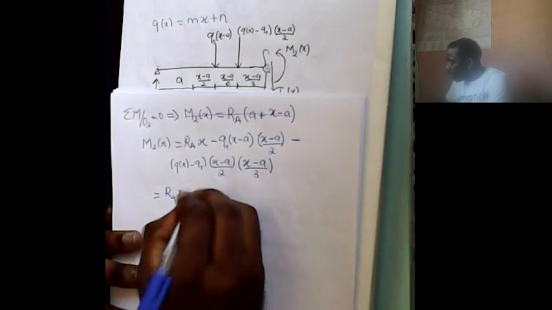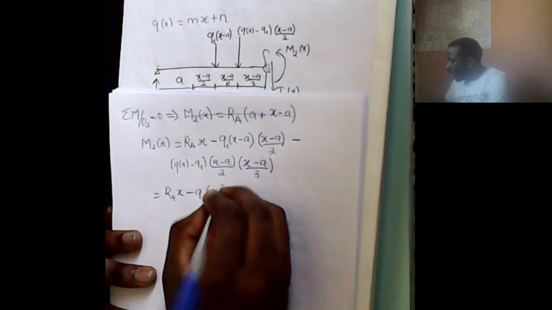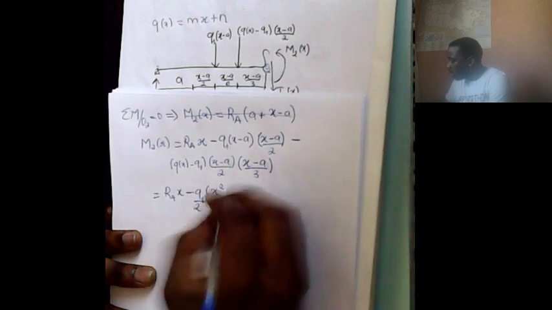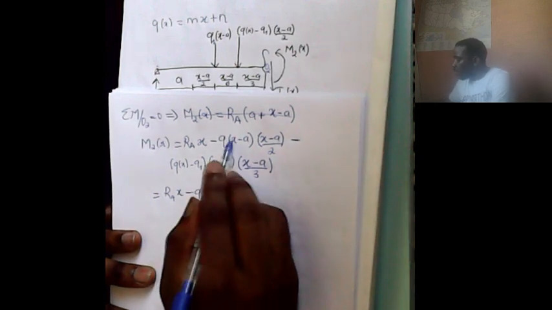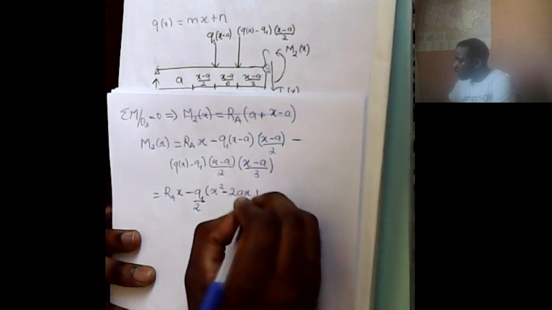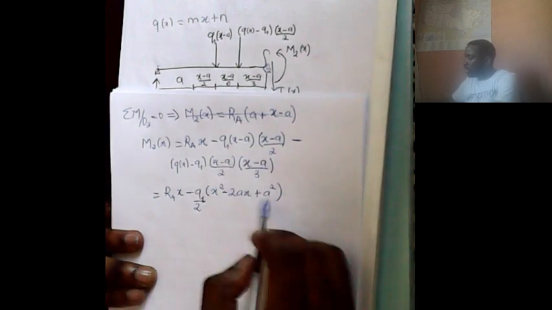Let me maintain the 1/2 outside first and multiply what is inside. So what is inside will be x squared. So I'll say x, 1 on 2. Okay, let me keep the 2 outside also. What I have inside will be x squared minus 2ax plus a squared. This is (x minus a) squared. So I think that's the formula.